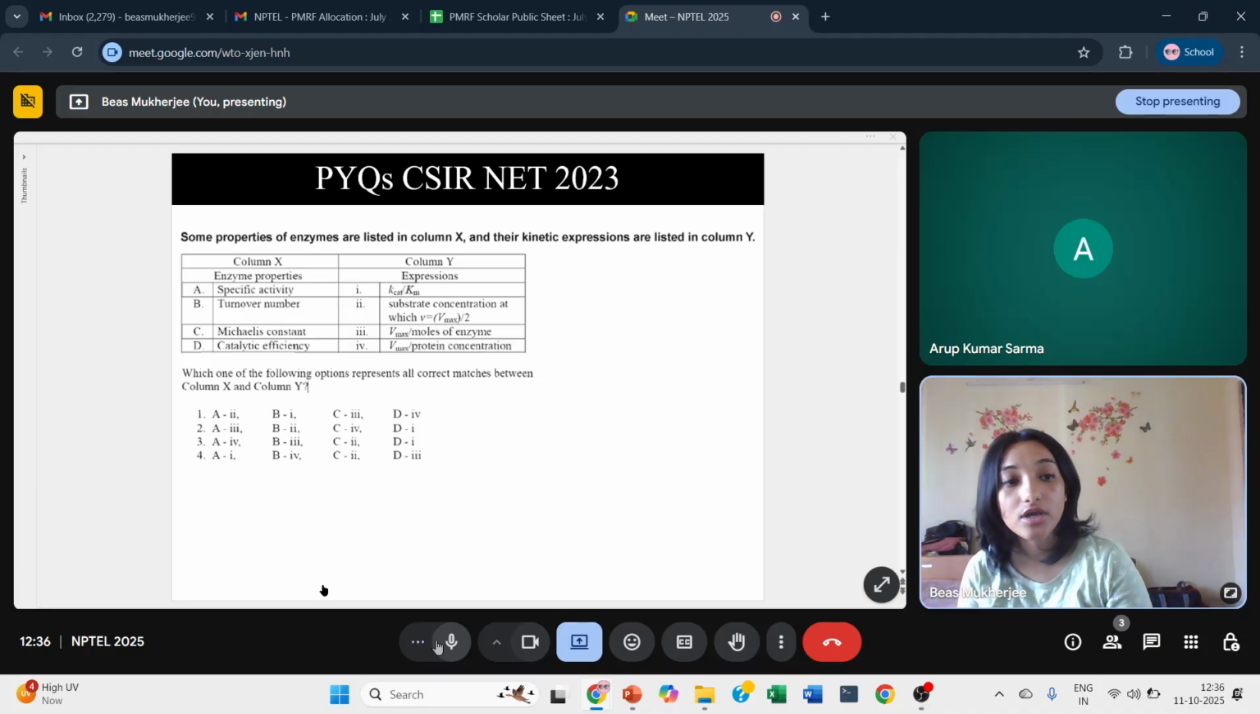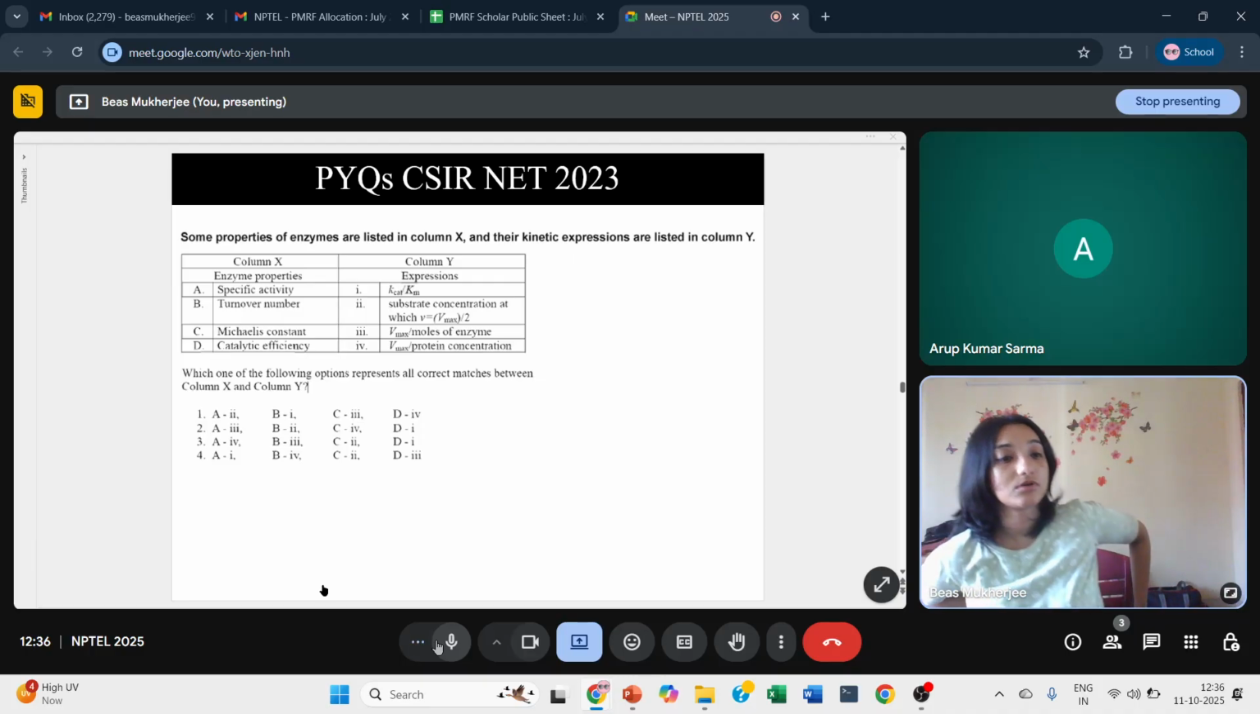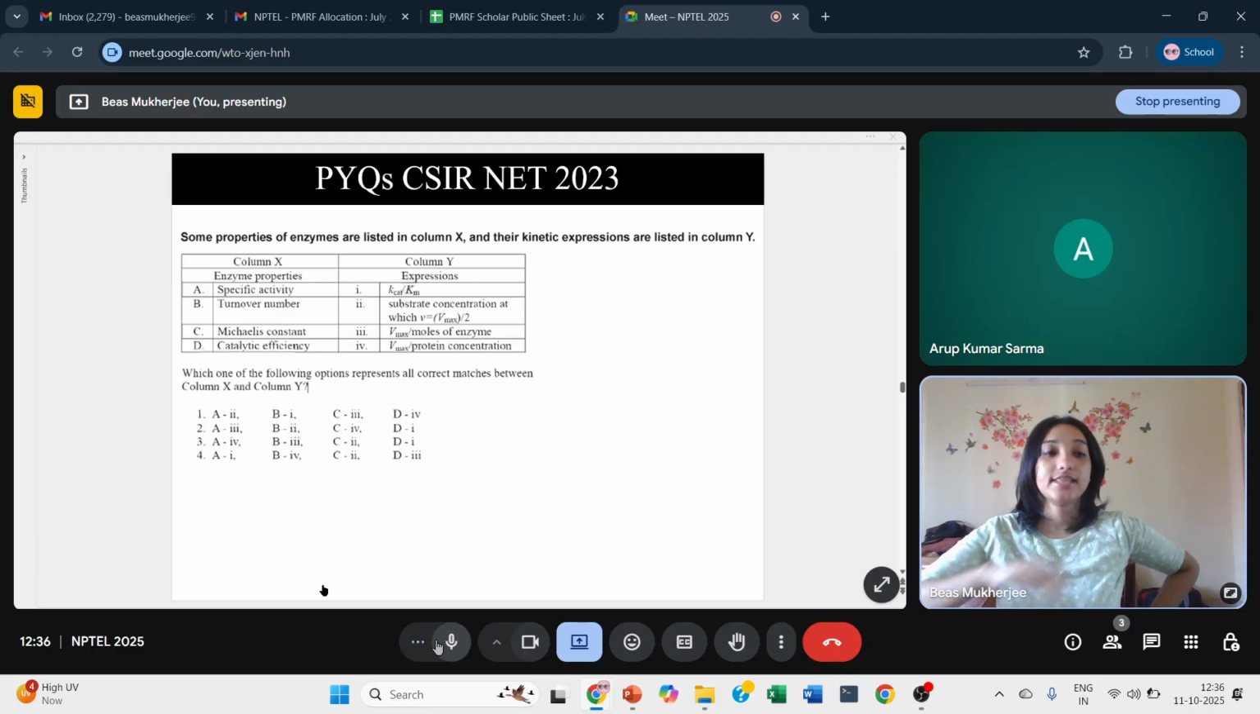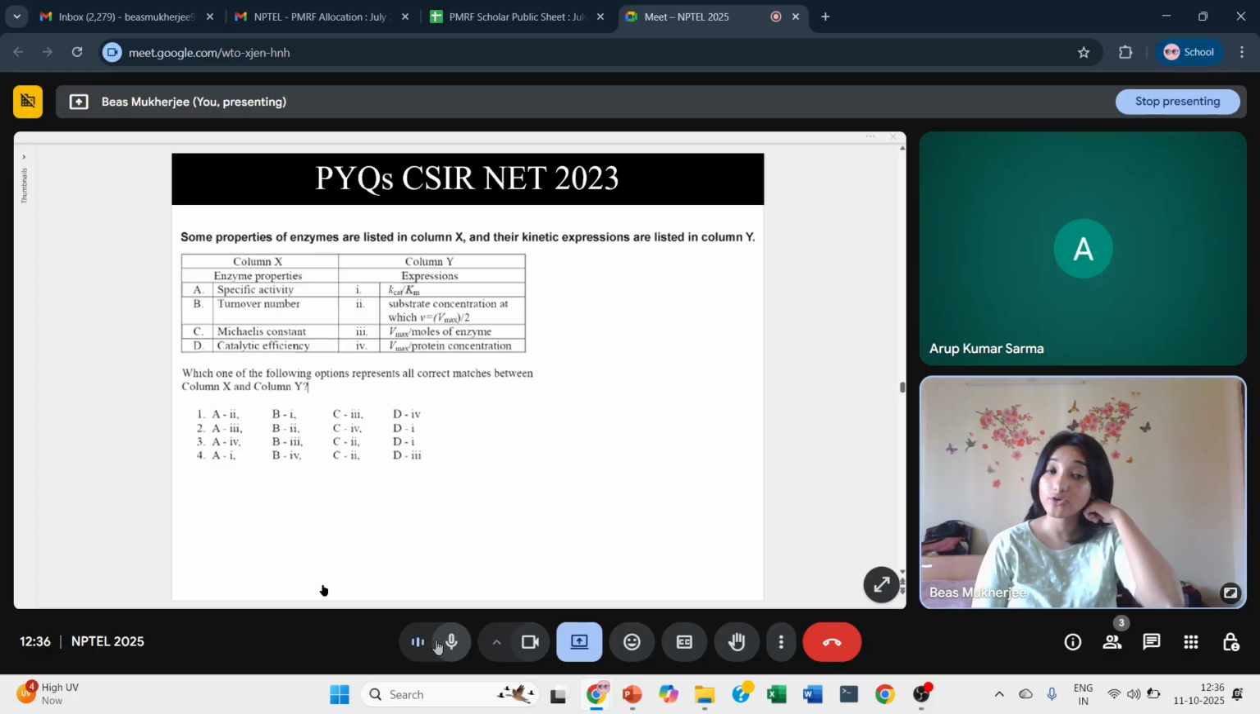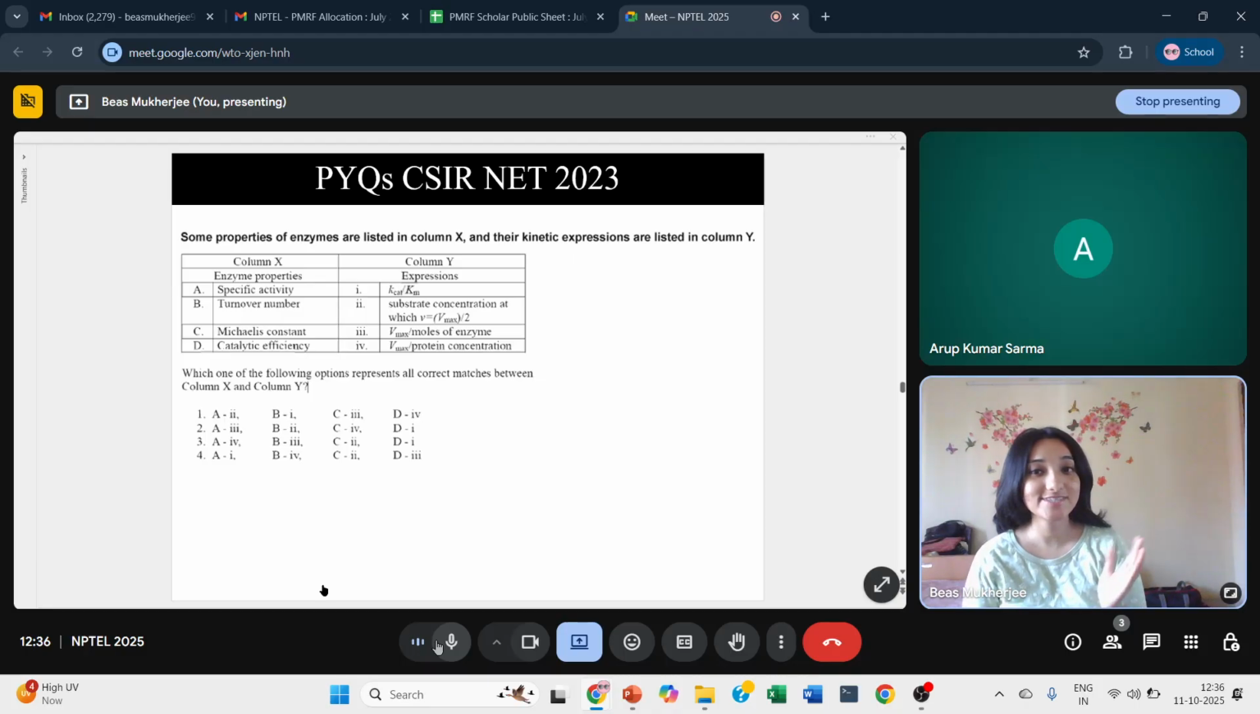When we were talking about these different enzymes and their activity and characteristics, I told you a million times that these are very important questions for your exam. So please remember the meaning of each property of the enzyme, and which expression goes with which property. Now they're asking you to match these. This is simple if you understand it. So now let's try to solve the question.